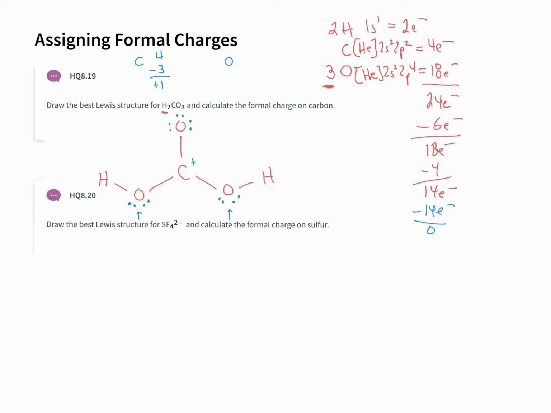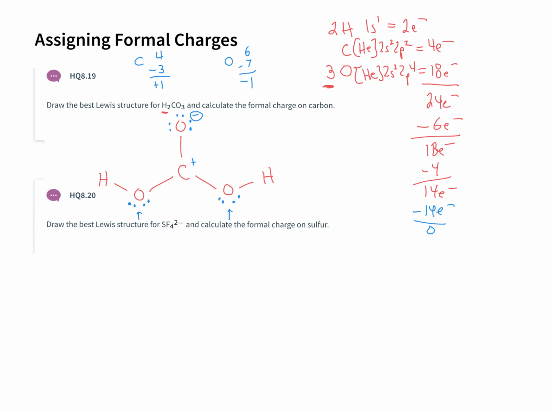Oxygen is group 6. And I take a look at the oxygen: on this oxygen, I have 1, 2, 3, 4, 5, 6. So that oxygen is perfect. This oxygen, 1, 2, 3, 4, 5, 6, is also perfect because 6 minus 6 is 0. This oxygen, however, I have 1, 2, 3, 4, 5, 6, 7 electrons assigned. So 6 minus 7, a -1 charge on this oxygen. That creates a problem for me because I want to minimize charges.